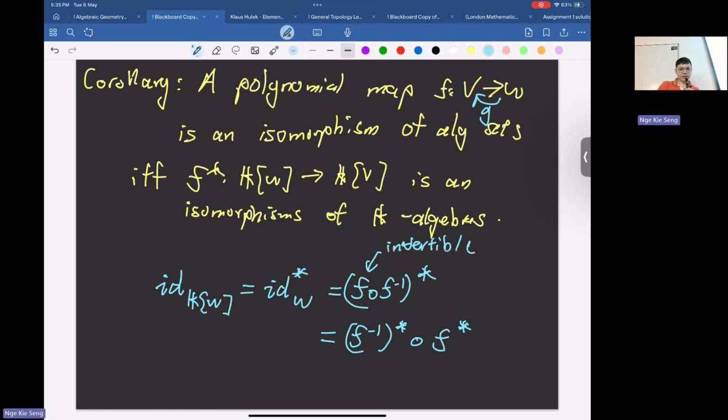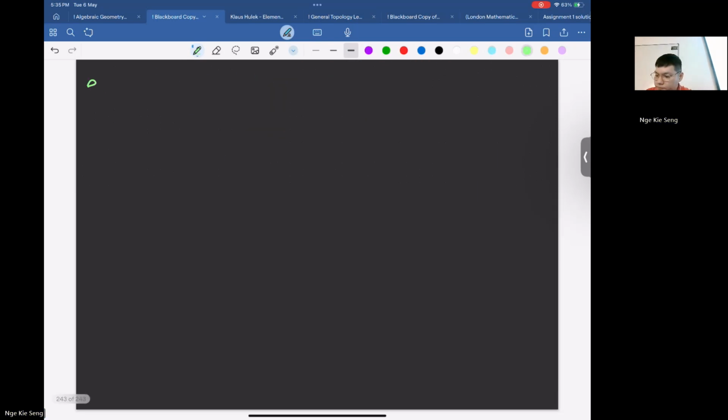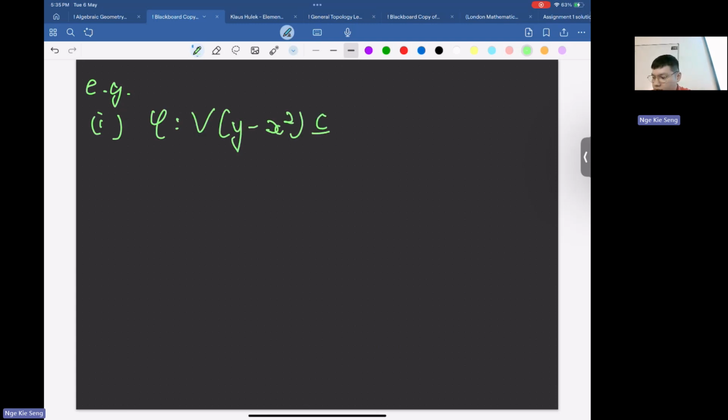Okay, well, should we give some examples? So let's give some examples. The first example you will see is this map here. Let's say we have a parabola curve in A2, and let's go to A1 here. What's this map we want to consider? It just sends (x, x squared) to the x coordinate. I read the x coordinate only.